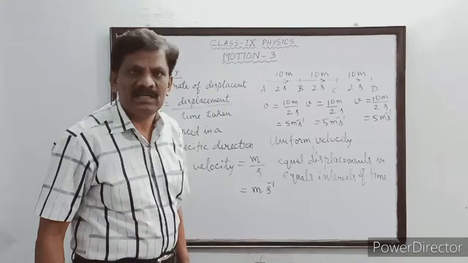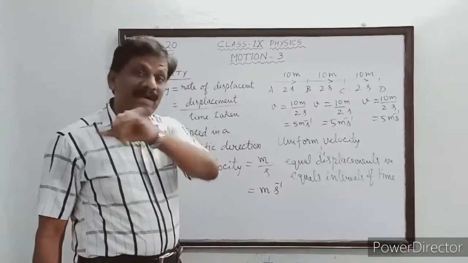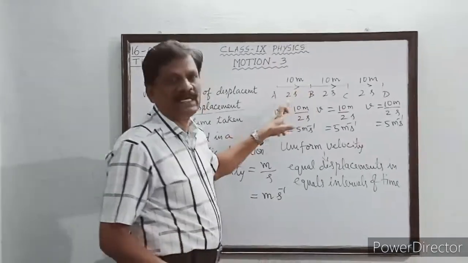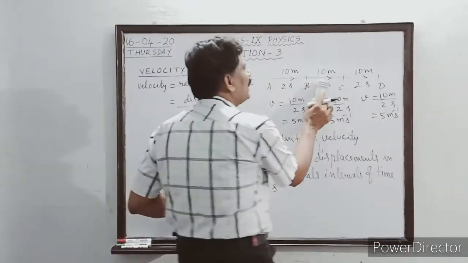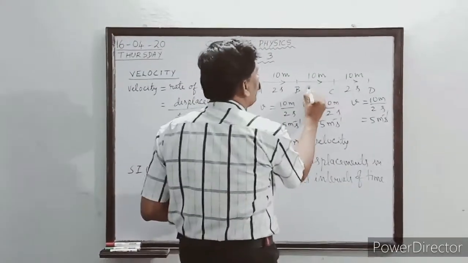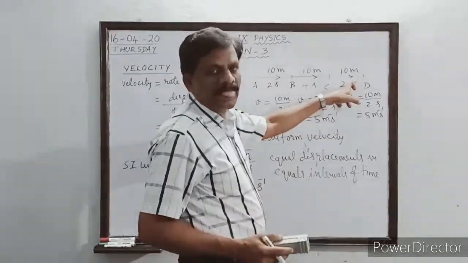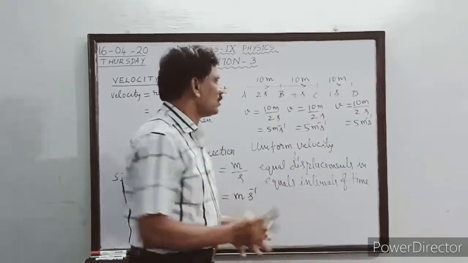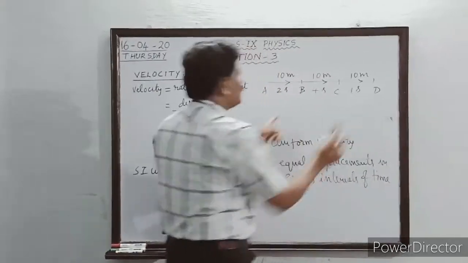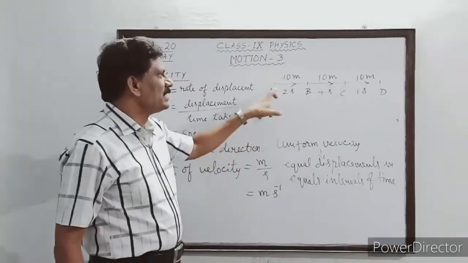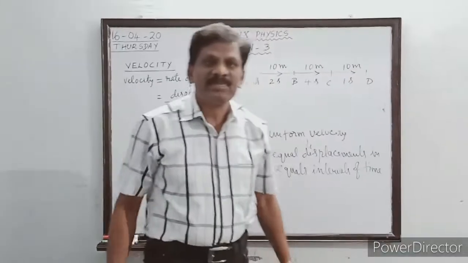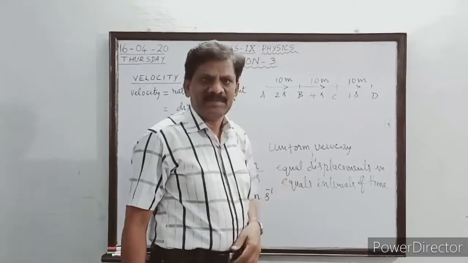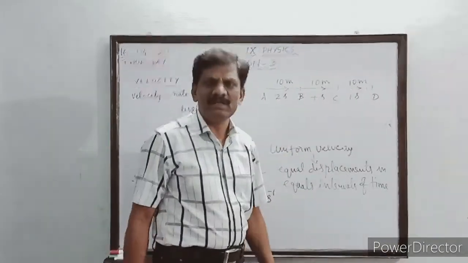Did you all understand? Now in the same example, what should have happened if I assume that this first 10 meters is travelled in 2 seconds and the next 10 meters is travelled in 4 seconds and the last 10 meters travelled in 1 second, for example. So let us assume this example. What is the displacement between A and B? Yes, you tell me. It is 10 meters. Good. B to C also it is 10 meters. Okay. And C to D also 10 meters.